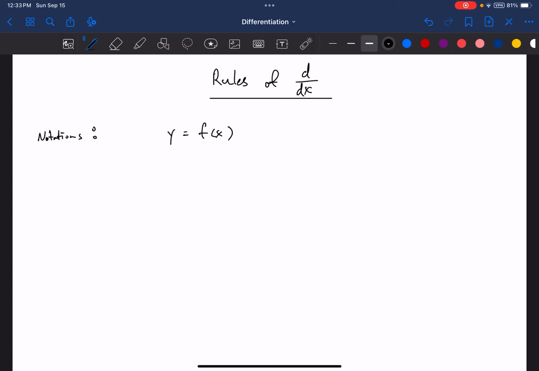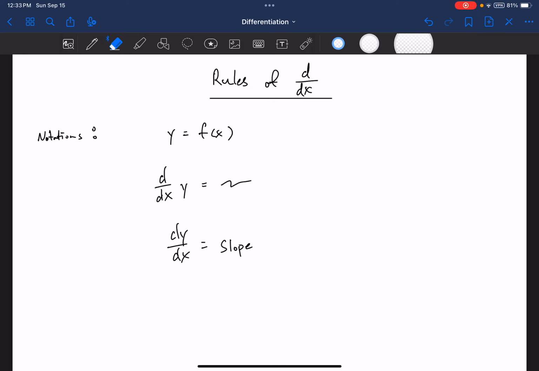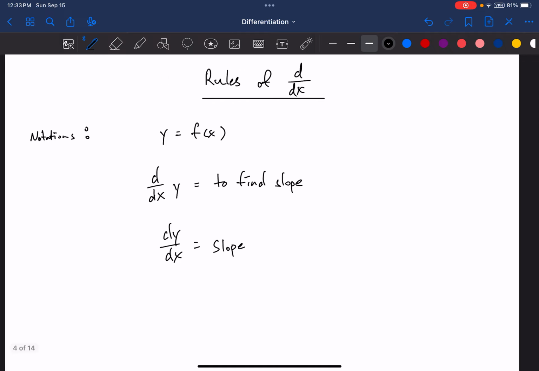If I want to find a tangent, then I just use this, ddx y. And then I will write this later. So ddx is like a verb. It is to find the tangent, to differentiate. And then dy dx is like the noun. This is the slope. I will probably just write something like this. This is to find the slope. Okay, so this is just notation.